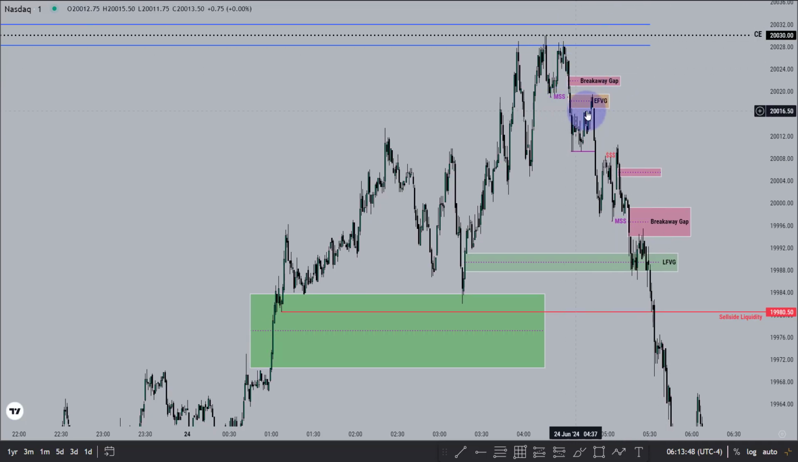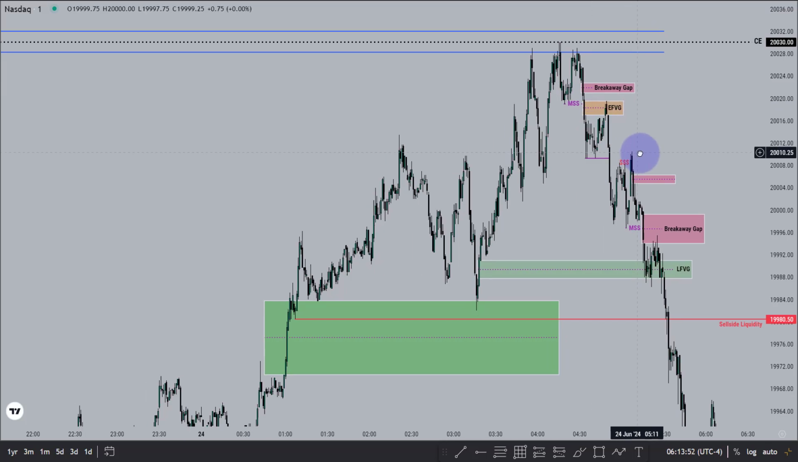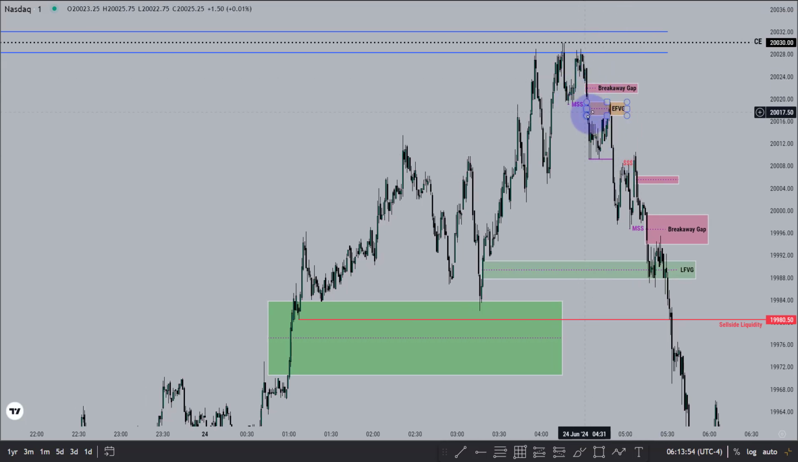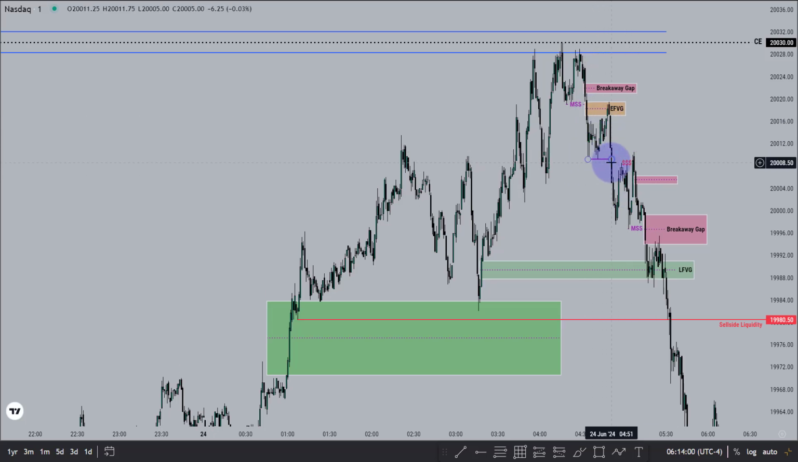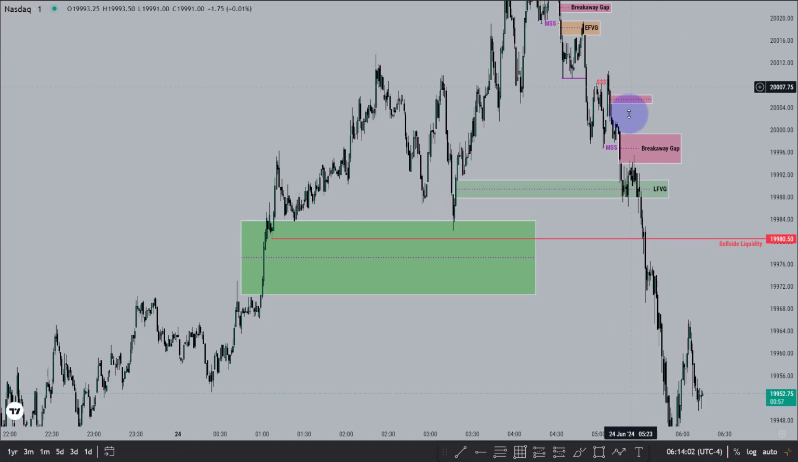Now this entry, I am not saying that it is invalid, but at the same time, as that was the first setup, I was expecting immediate reaction. Then this is not a valid setup because of the market structure shift. There was no market structure shift here. I was too late, but still this is valid for me, until this sell side liquidity.